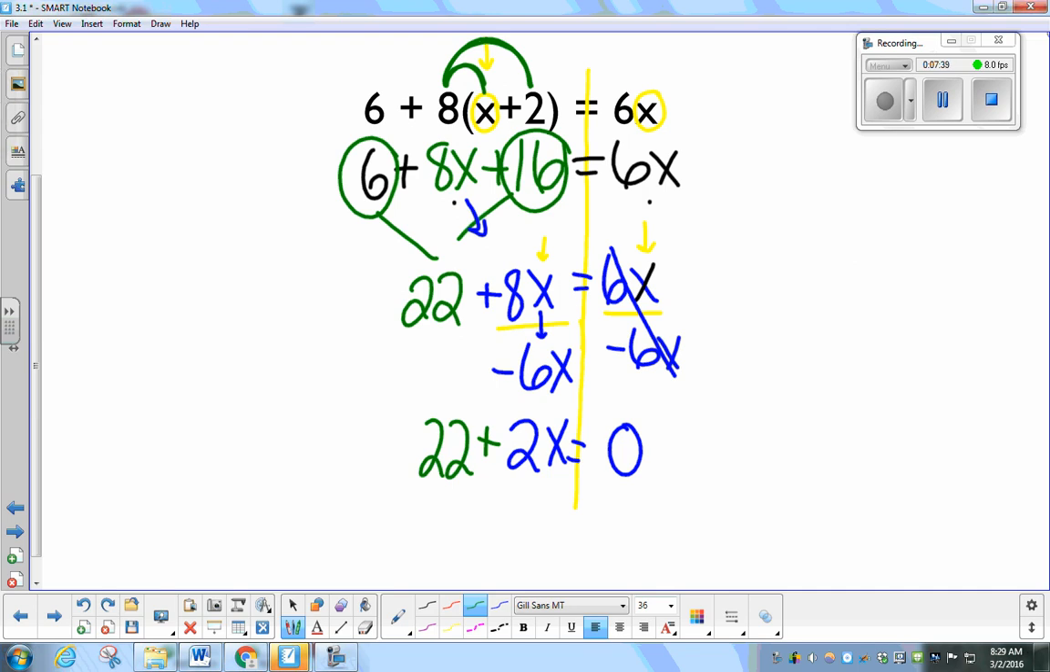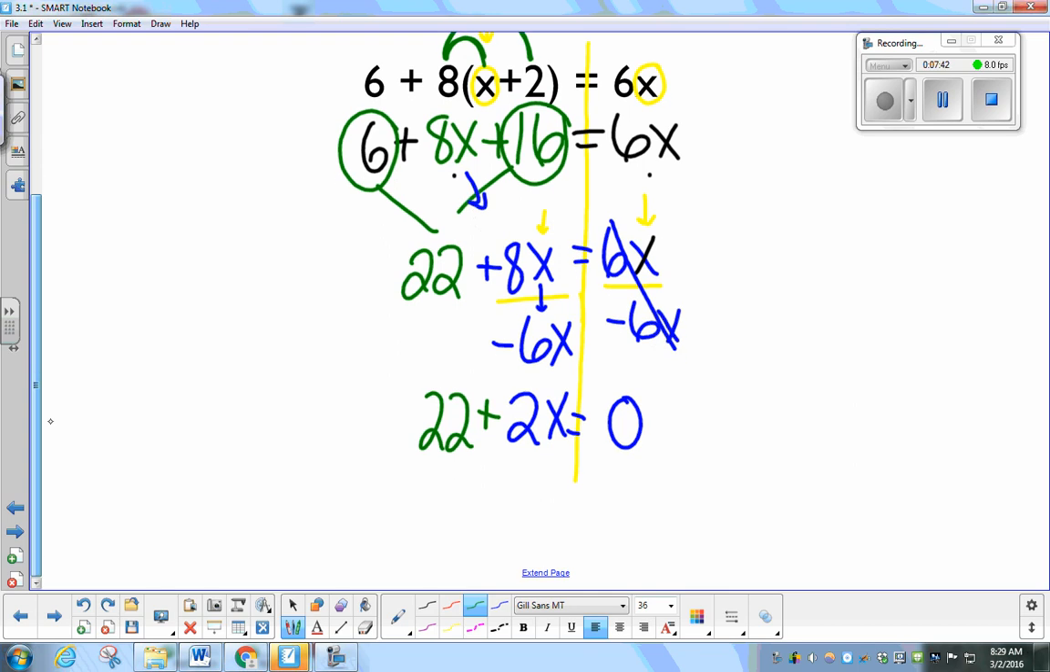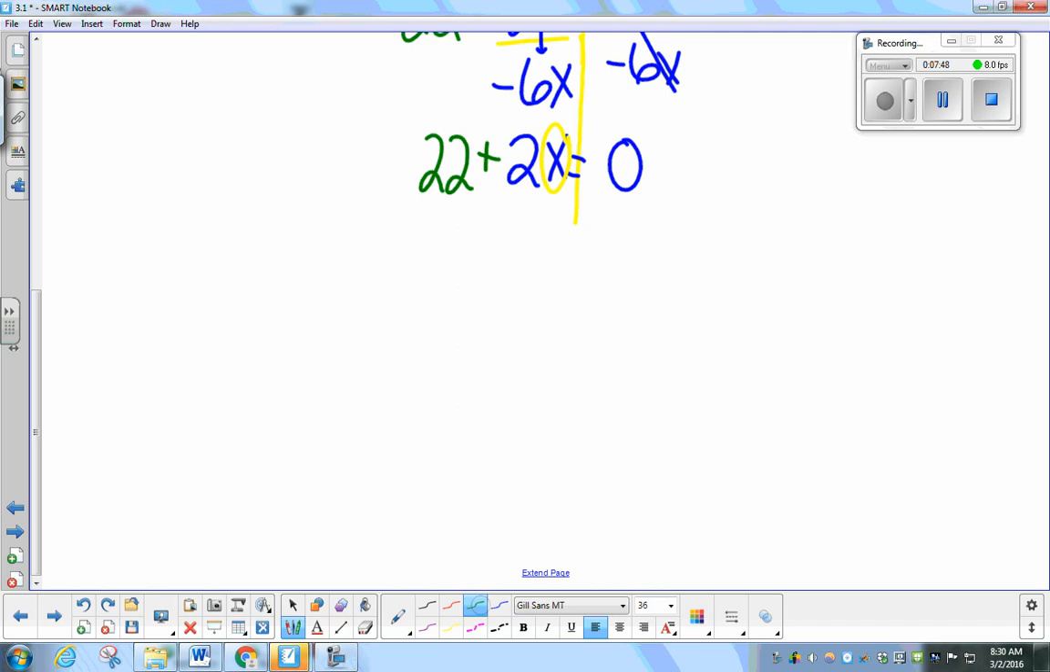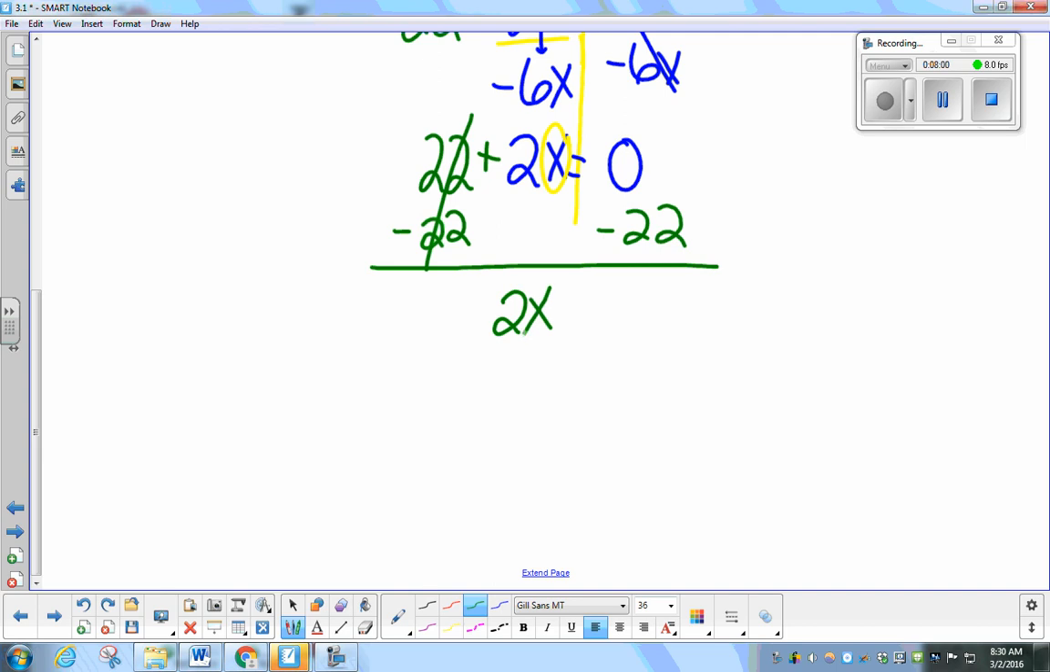Now, this is just solving like a usual equation. I just happen to have a 0 on one side. Here's my x. He wants to be all alone. I have to undo adding and subtracting first. So I'm going to undo that 22 first. I'm going to subtract 22 from each side of my equal sign. 22 minus 22 is 0. I don't need to write it because 0 plus 2x is just 2x. Let me extend my line here. And that equals 0 minus 22 is negative 22.